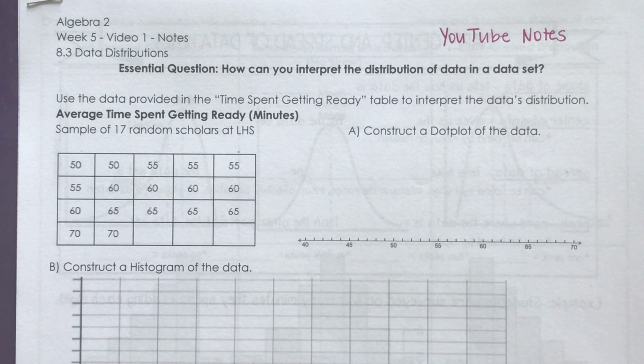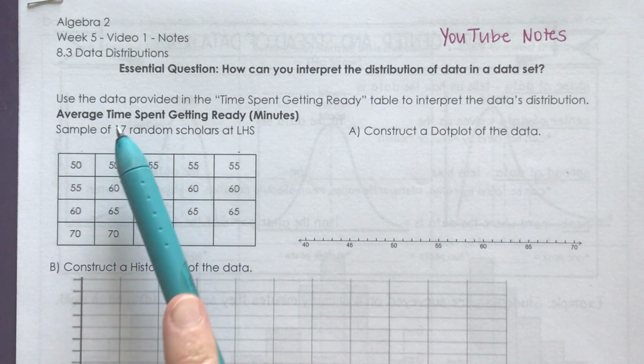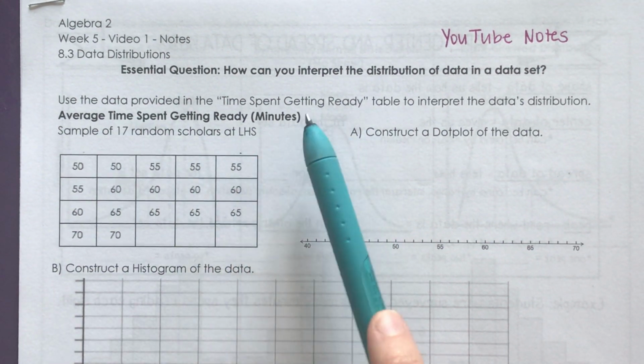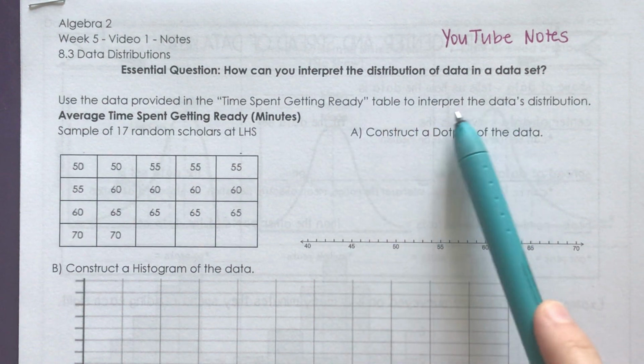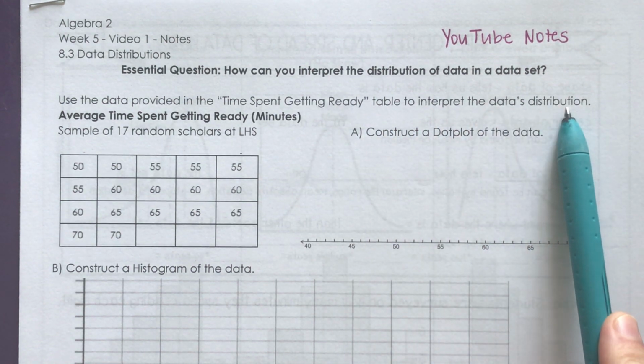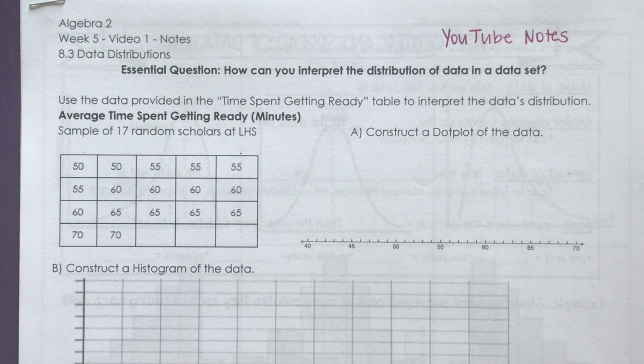So our essential question today is just how can you interpret the distribution of data in a data set? If I give you a whole bunch of numbers, I want you to be able to identify it in some way. I want you to be able to interpret the data that's been given to you. So in the data provided below, this is called the time spent getting ready table. We're going to interpret the data's distribution, and we're going to do it a number of different ways.